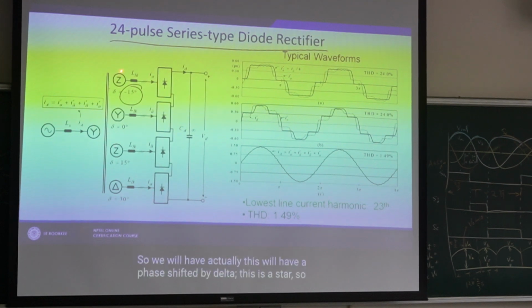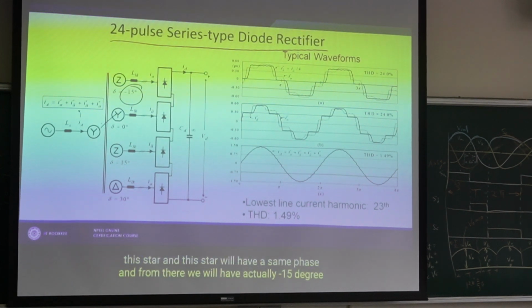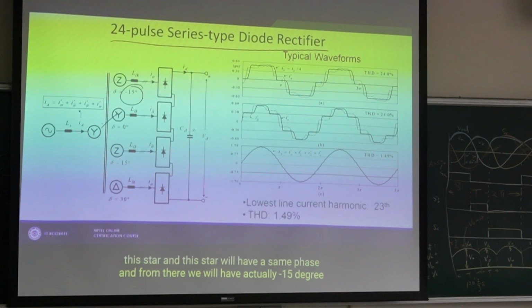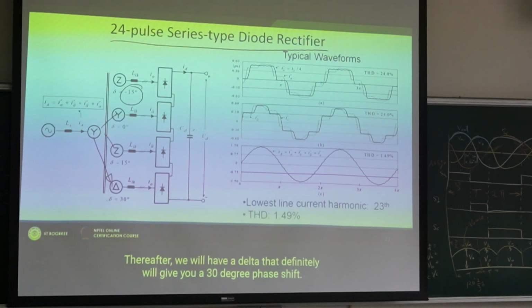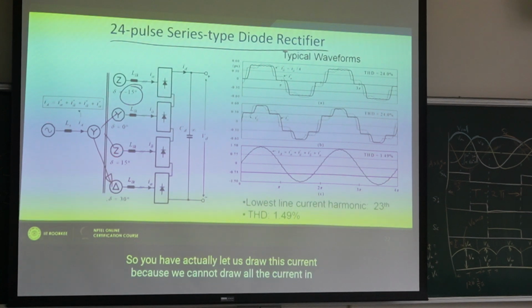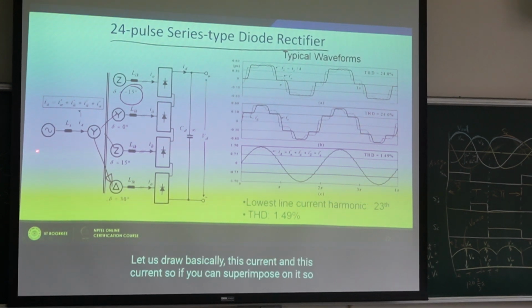However, the transformer should be carefully designed. This will have a shift by delta. This is a star, so this star and star will have a phase shift. From there we will have a minus 15 degree phase shift, and this zigzag transformer will have a plus 15 degree phase shift. Thereafter we have a delta, a 30 degree shift, and this is zigzag. Let us draw this current, because we cannot draw all the currents together. And finally, the input current.